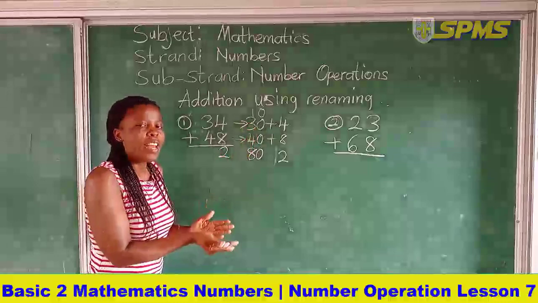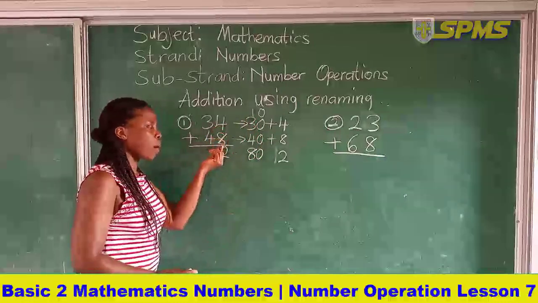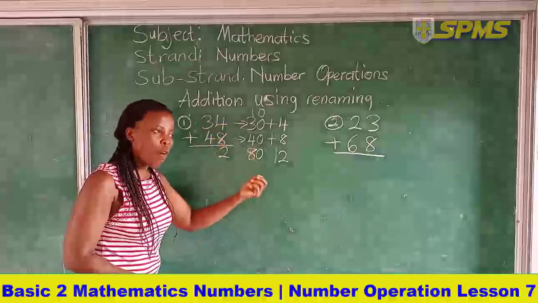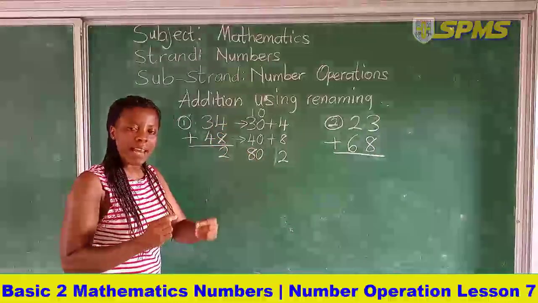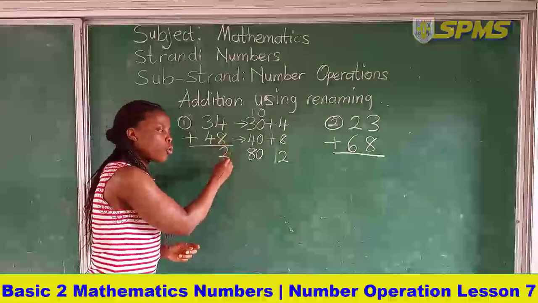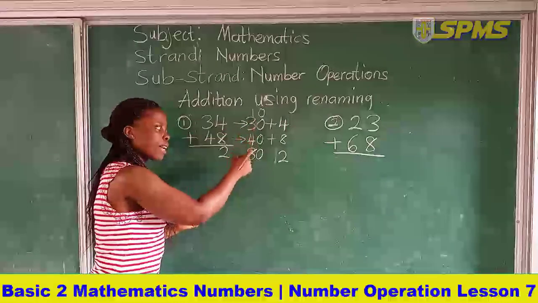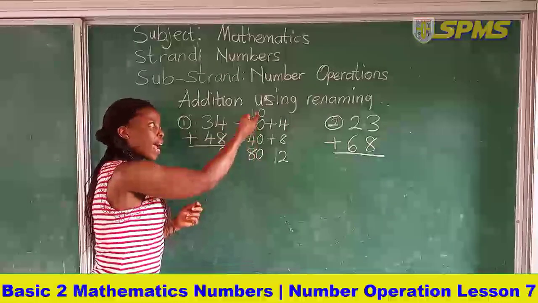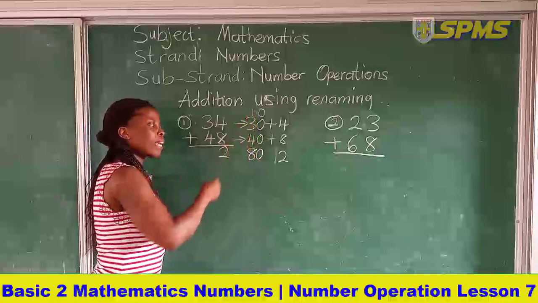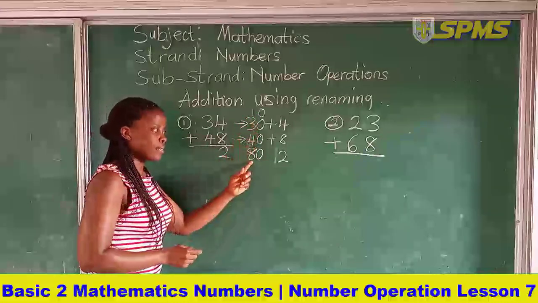I have renamed. When I added my two numbers, my ones, I had 12. My 12 was in the what? The tens and ones. You don't need to write all the 12 here. You write 2, you carry the tens. And this is what I've done here. So I added the 10 to the 30, making 40. 40 plus 40, making 80.